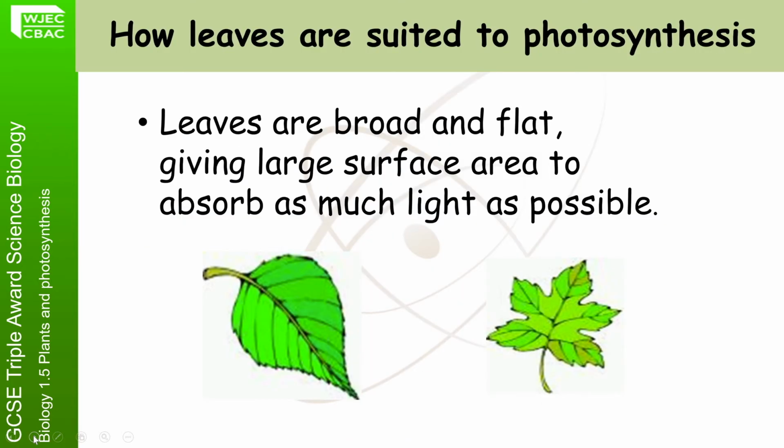So for the first one, broad, flat leaves give a much larger surface area. This means the leaf is able to absorb as much light as is possible.